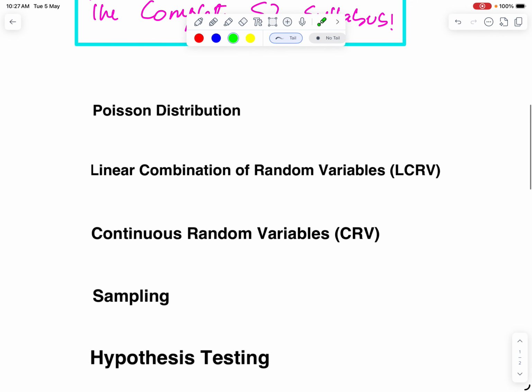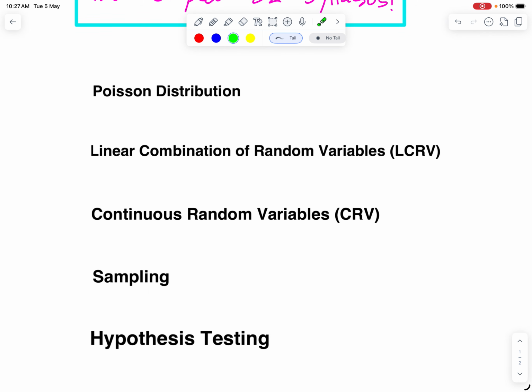We will begin with the Poisson distribution, followed by linear combinations of random variables, continuous random variables (CRV), sampling and estimation, and finally hypothesis testing.